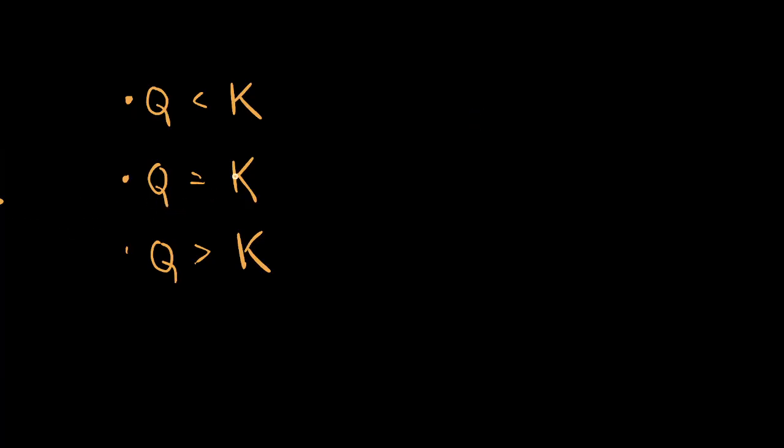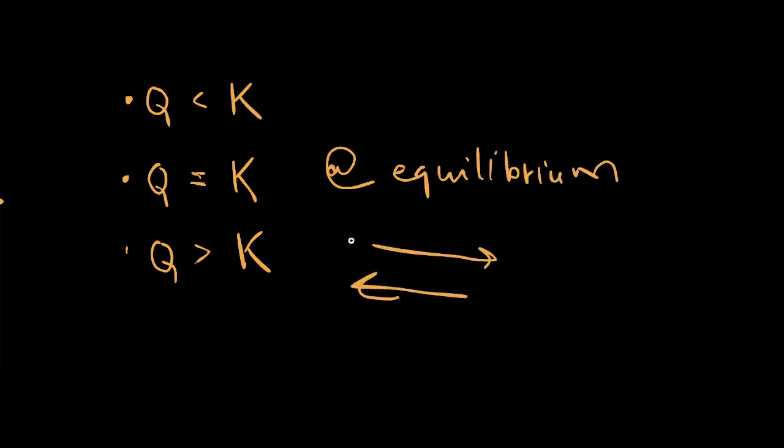Next, what if our Q is equal to our K? Well, if our Q is equal to our K, that means that we have reached equilibrium. There is no shift that is going to be taking place. Again, this is a dynamic equilibrium, meaning our forward reaction and our reverse reaction are still occurring. The rate is not equal to 0. But the forward rate is going to be equal to our reverse rate. So there's really no shift that is occurring if our Q is equal to our K.